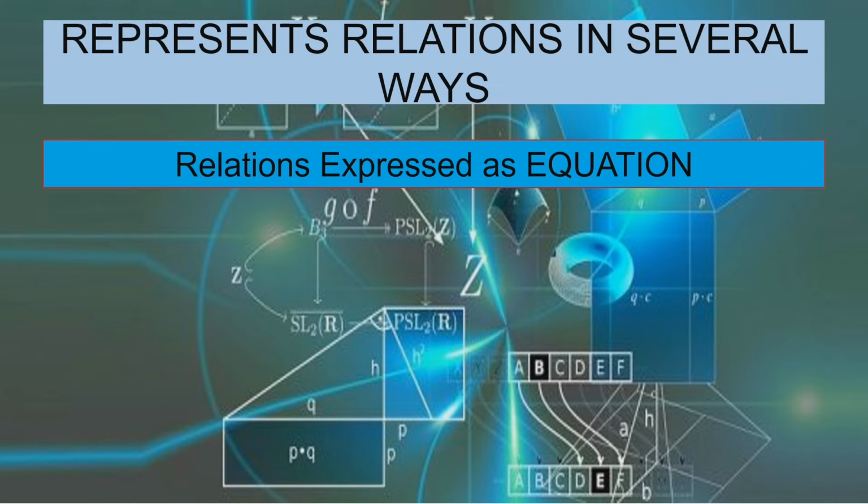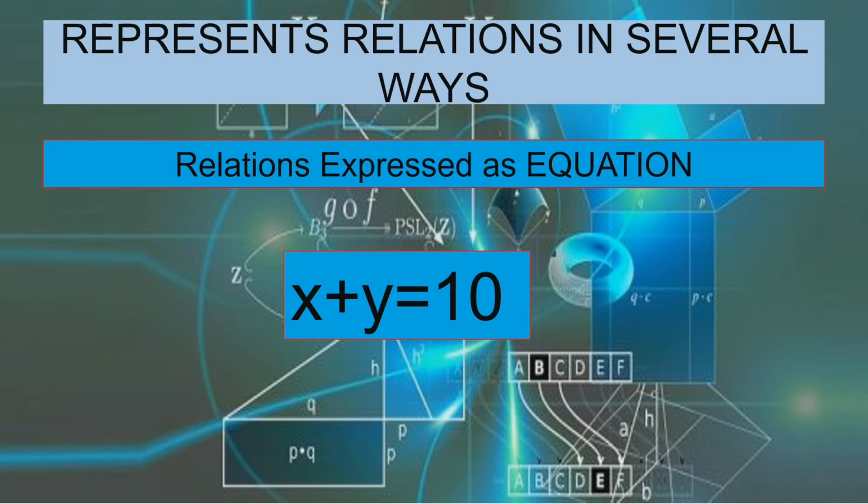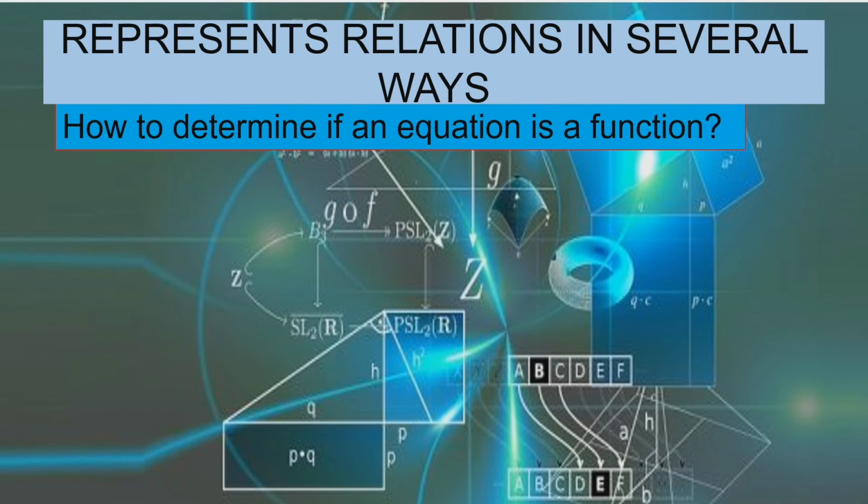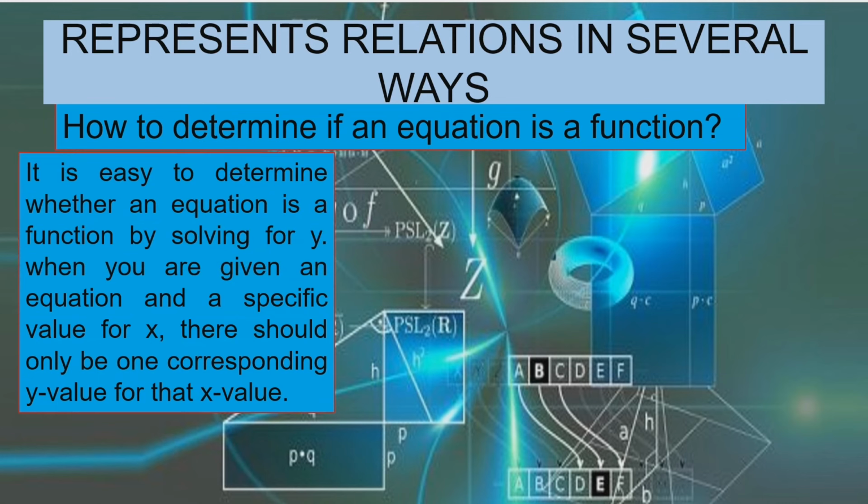Relations expressed as equation. I have here an example of an equation: x plus y is equal to 10. How to determine if an equation is a function? It is easy to determine whether an equation is a function by solving for y when you are given an equation and a specific value for x. There should be only one corresponding y value for the x value.